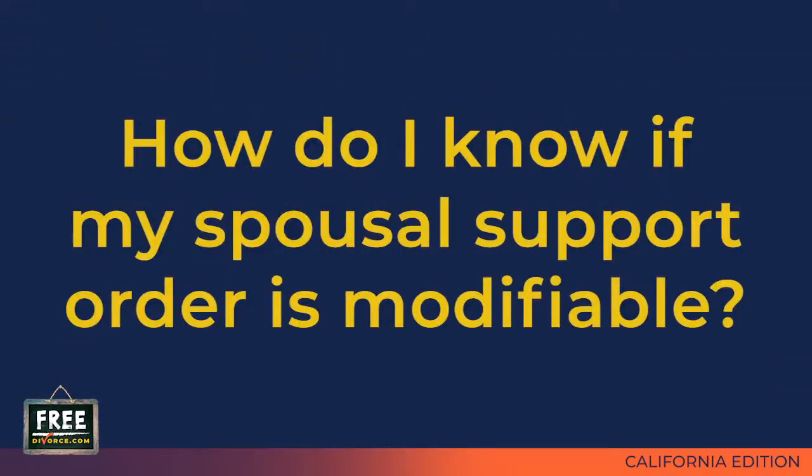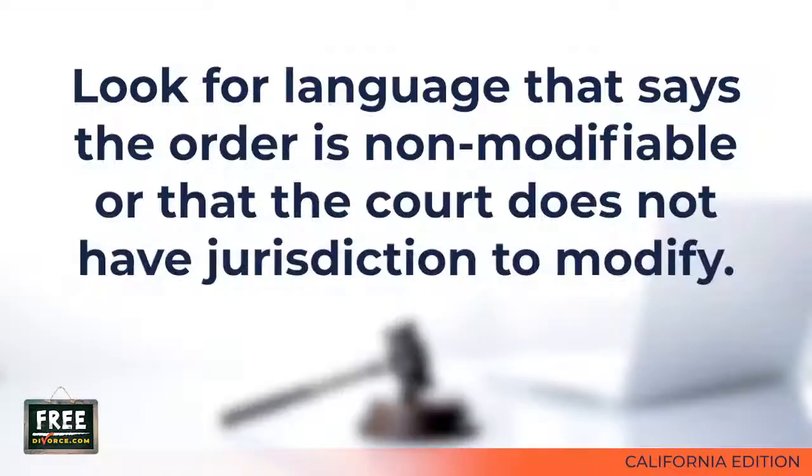How do I know if my spousal support order is modifiable? You have to read the existing spousal support order. Look for language that says something to the effect that the order is non-modifiable and/or language that states that the court will not have any jurisdiction to modify the amount or duration of spousal support. If you don't see that kind of language, then the order is likely modifiable.